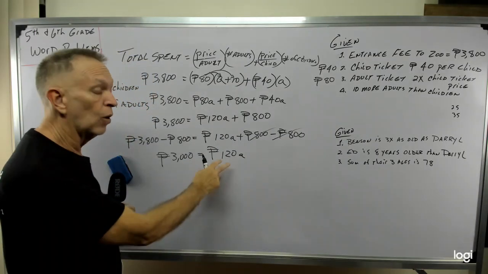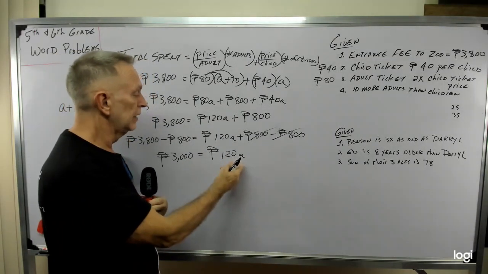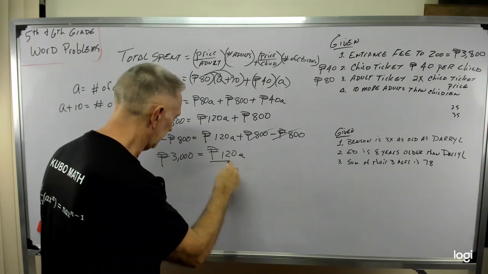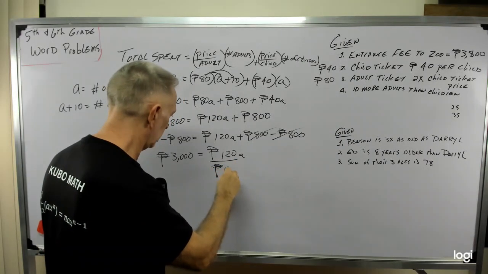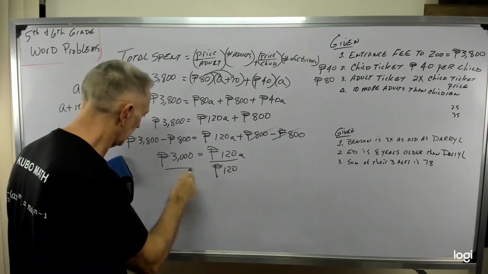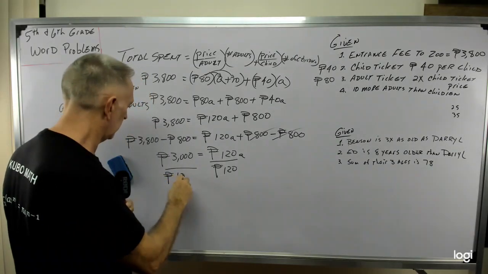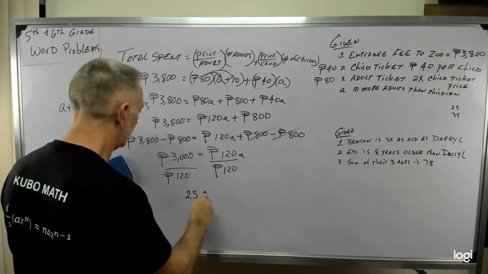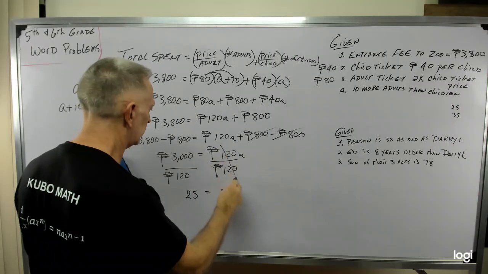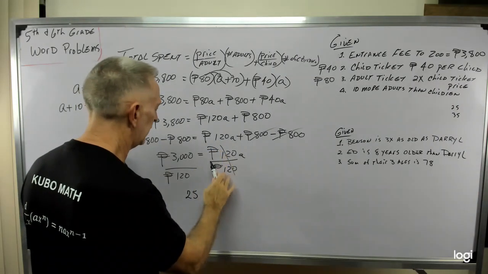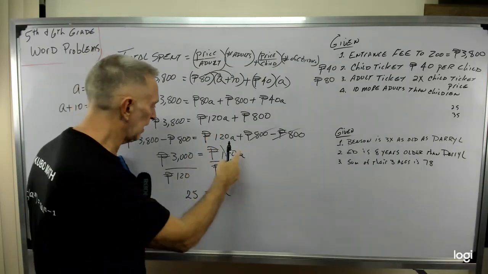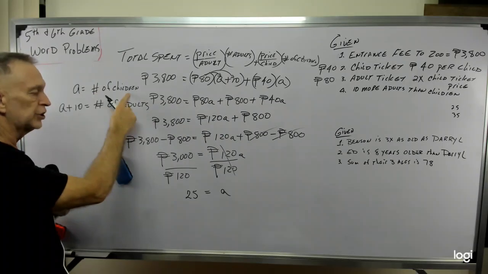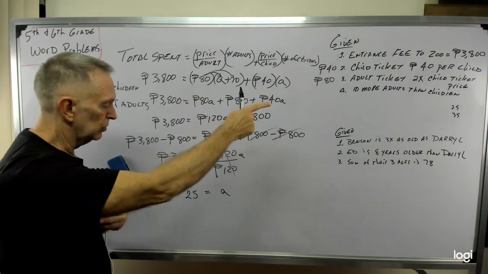Okay, now I don't want to know what 120 pesos times A is. I just want A. So if I divide this side by 120 pesos, I get 25 equals A. So this cancels. 120 divided by 120 is 1. 1 times A is A. So A is the number of children that went to the zoo.